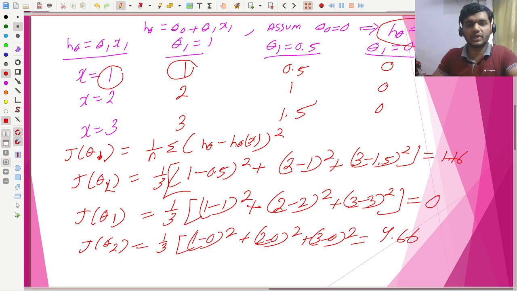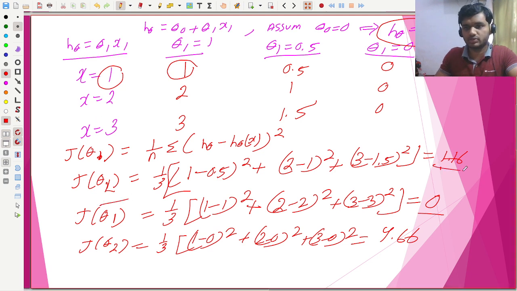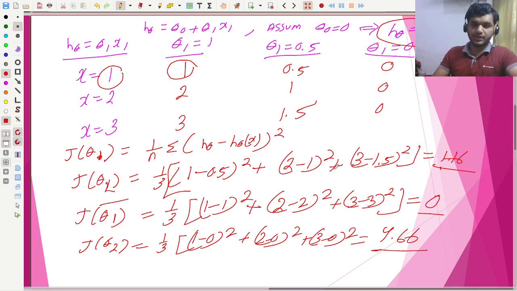So here you notice, if you assume theta 1 equal to 1, then the error value is 0. If you assume 0.5, then the error value is 1.16. If you assume 0, then the error value is 4.66. So here we notice the minimum error value: when theta 1 equal to 1, the minimum error value is 0. So we draw the best fit line at theta 1 equal to 1. So that is the conclusion.